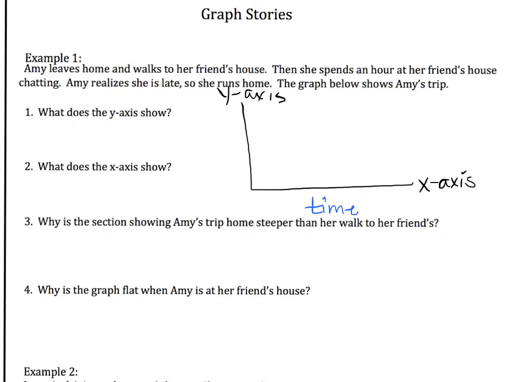Time is going to be the independent variable, or the label on the x-axis. Well, Amy's leaving home and walking to her friend's house, and so the y-axis is going to be her distance from home.